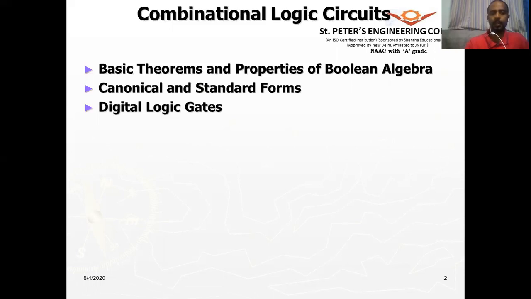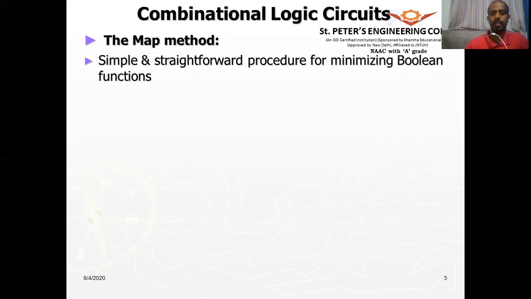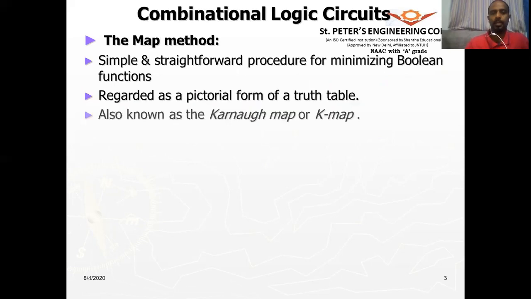In this session, we will look into what is called as map technique or the map method. What is this map technique or map method? Why is it used? How is it used? Is what we are going to look into in this video session. So map basically is a graphical representation of the truth table. All right, and it is a straightforward and a simple procedure that you can use to minimize any Boolean function. It is also called as corner map or the K map.